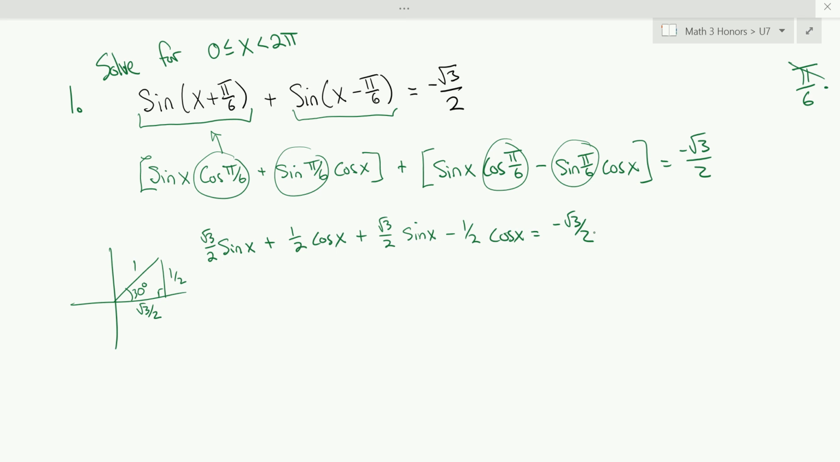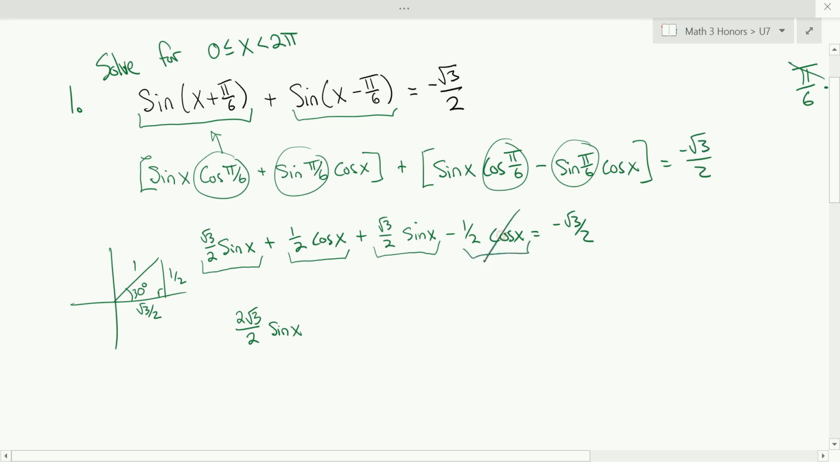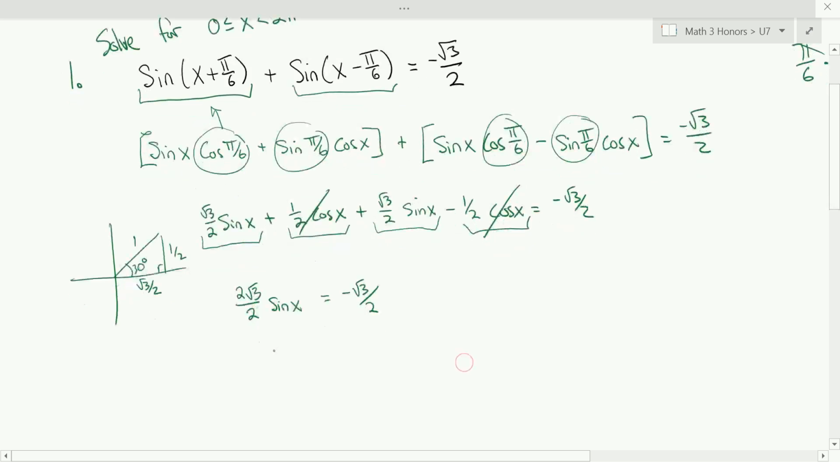What's another thing we can do here? Combine like terms. And what do we get? What do we get when we add like terms? So what is root 3 over 2 sine x plus another root 3 over 2 sine x? I'll look at your work, but I want you to do what I'm doing right now. What is it going to be? 2 root 3 over 2 sine x. And then what's 1 half cosine x minus 1 half cosine x? 0. Okay. So now we're down to root 3 times the sine of x is equal to negative root 3 over 2.